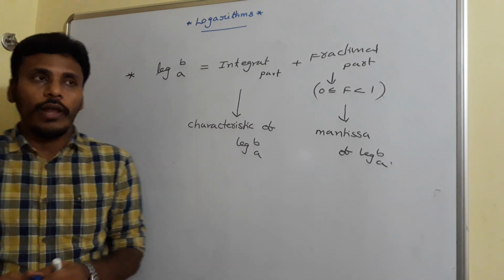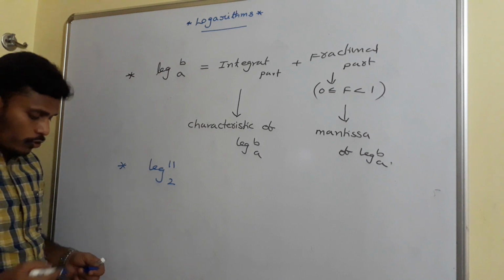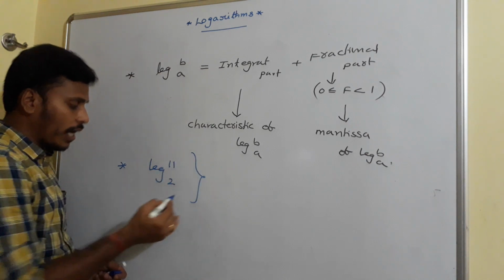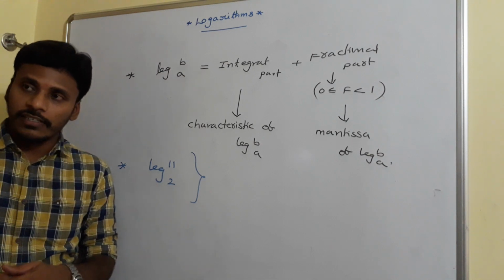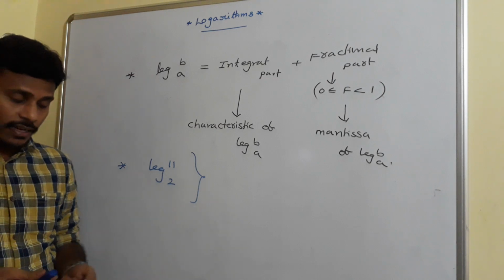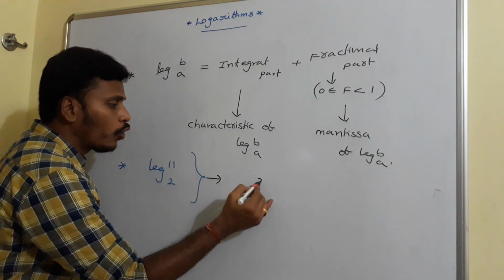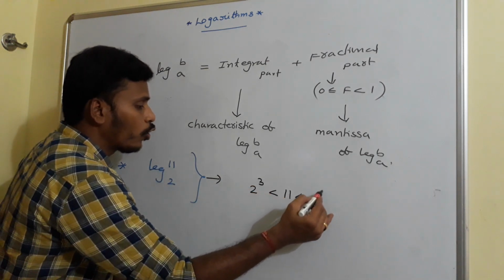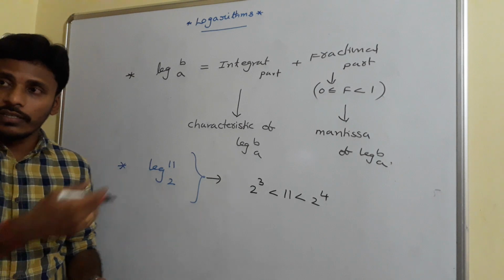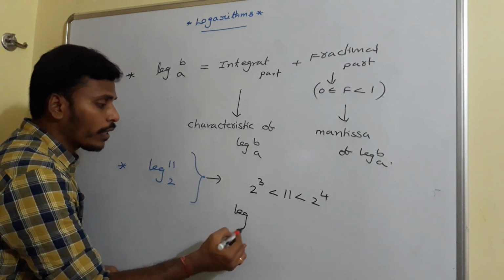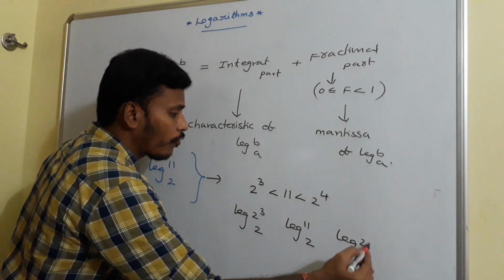For example, what is the characteristic of log 11 base 2? If anybody asks you to find the characteristic of log 11 base 2, that means this log 11 base 2 is a value which consists of an integral part and a fractional part, and that integral part is its characteristic. Now, this is logarithm of 11 base 2, right? And surely 2 cube is less than 11 is less than 2 power 4. 2 cube is 8, and 2 power 4 is 16, as we discussed earlier. Now just apply logarithm with base 2: log of 2 cube base 2, log of 11 base 2, log of 2 power 4 base 2.